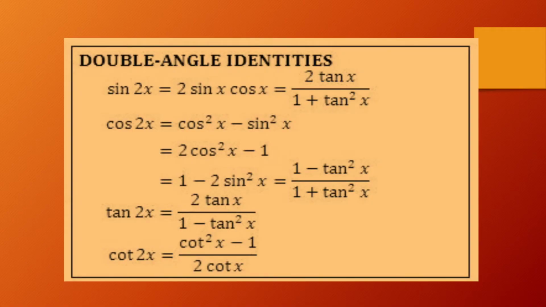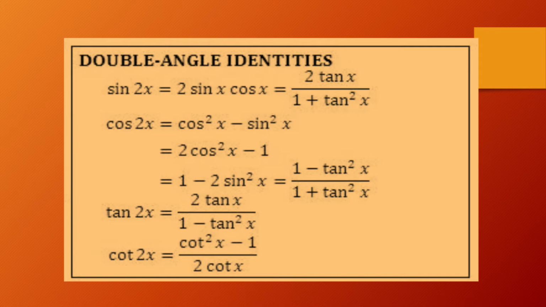And usually, or most of the time, we are going to use the double angle identities as well. We have sine 2x is equal to 2 sine x cosine x, or it may be 2 tangent x all over 1 plus tangent squared x as well.